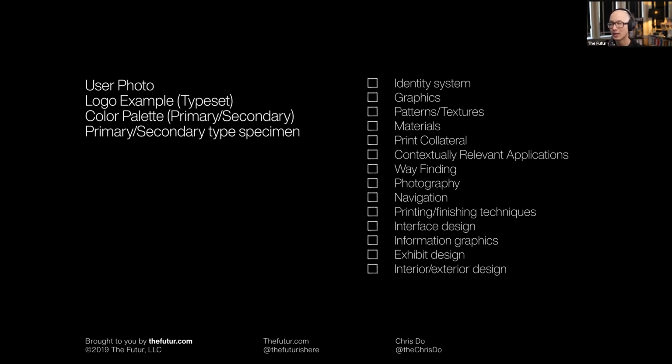You're going to have your primary and secondary type specimen included. And there's a bunch of things that you want to find and include in your stylescape. Here's just a checklist: identity system, graphics, patterns and textures, materials, print collateral, contextually relevant applications, wayfinding, which is basically signage, photography, navigation, if you're thinking about a website, printing, finishing techniques. Like, if you have a business card, will it have a hot foil stamp? Will it have a clear varnish? Will it be a blind emboss? Those kinds of things actually add to the conversation. Interface design elements, information graphics, exhibit design, interior and exterior design.